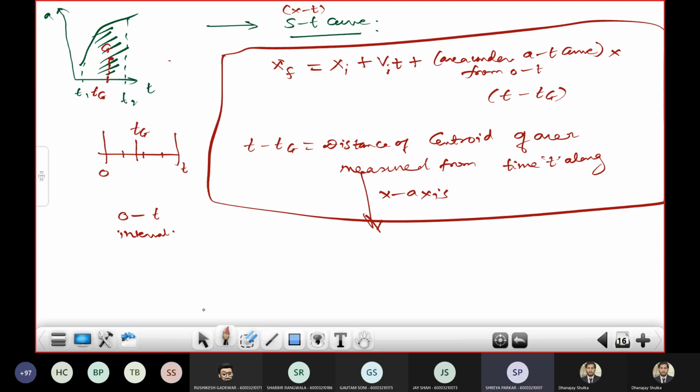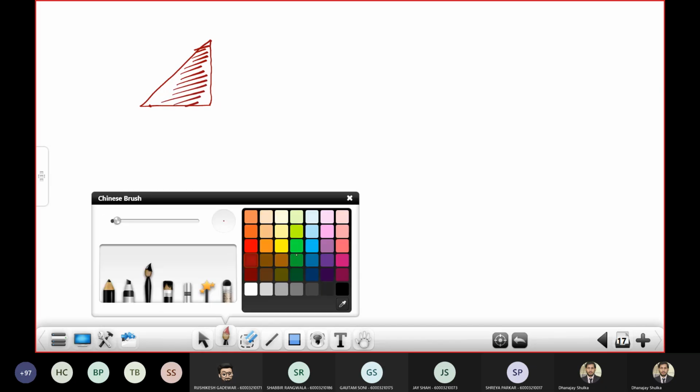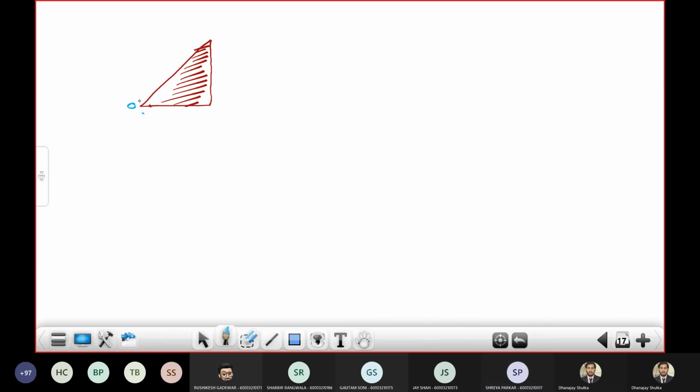Sir, can you explain this tg part again? Yes, of course. See, for example, let's say your AT curve is a triangle. Let's say your AT curve belongs to this triangular area. Are you getting me? And let's say this is 0 to t, the time interval. It can be anything, 3 seconds, 4 seconds, 5 seconds, anything.